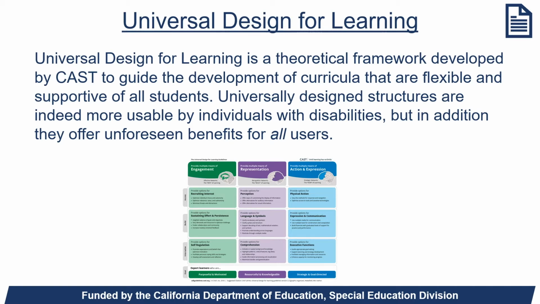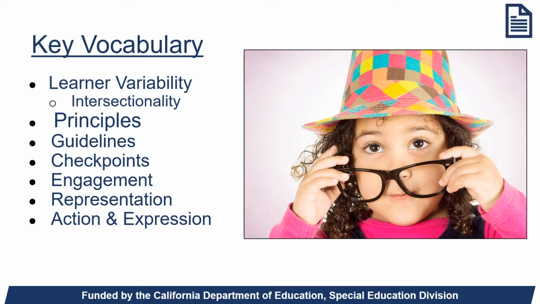But should you be interested in accessing more information about the UDL guidelines, you can go to udlguidelines.cast.org, which you can also find the link to on your processing guide. Throughout this module, we will also introduce key UDL vocabulary. In your processing guide, there is a space to jot down definitions, thoughts, or questions that come up for you as we introduce each key piece of vocabulary. We are going to review learner variability as it relates to intersectionality and identity development, principles, guidelines, checkpoints, engagement, representation, action, and expression.